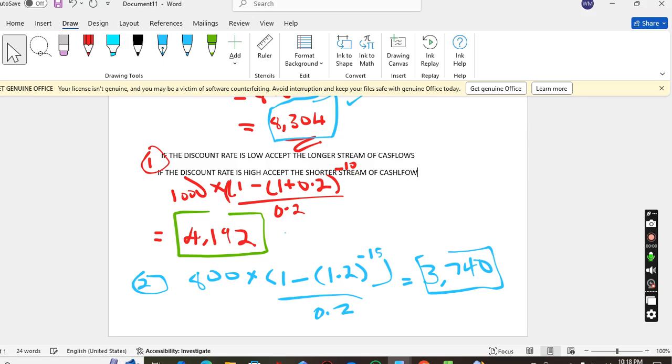So your job is to find out why. Are we okay with that, colleagues? If the discount rate is low, accept a longer stream of cash flows. But if the discount rate is high, accept the shorter stream of cash flows.